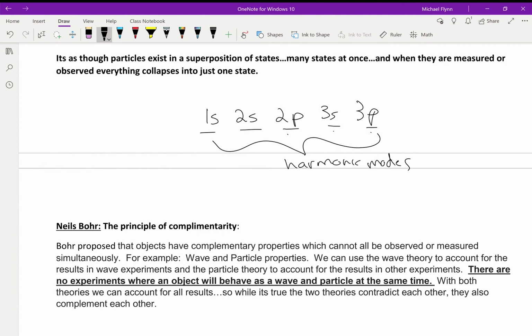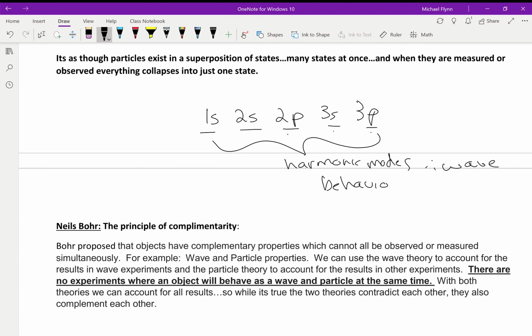That's why if I were to show you an example of, say, interference on the head of a drum, it's so cool how much it resembles the shapes of these orbitals. Okay, so anyway, this is wave behavior.